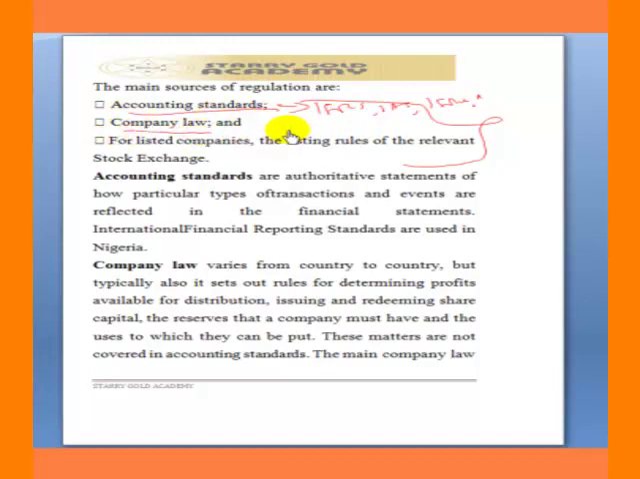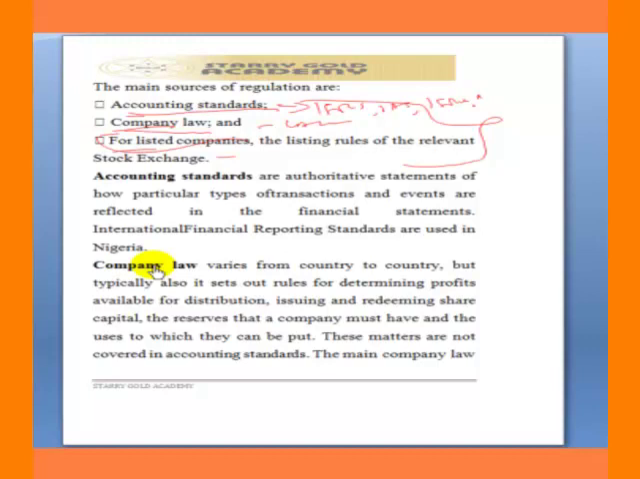Also, we have company law. In Nigeria, there is the Companies and Allied Matters Act of 2004 that currently governs the affairs of all companies in Nigeria. That's the second. The third one is that some industries that are listed have a regulator that governs their operations. For example, for listed companies in Nigeria, we have the stock exchange. For banks, we have BOFIA. For insurance, we have NAICOM. All these other industries have their own separate rules. So there are three: accounting standards, company law, and listing rules for some separate entities. These are the various sources of regulation.